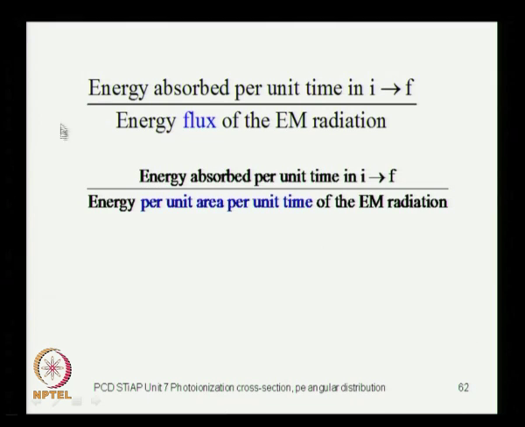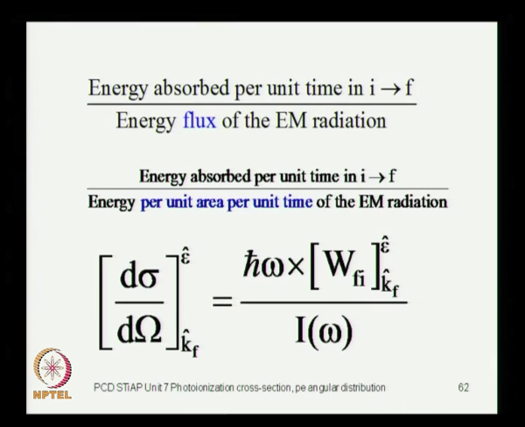So, we need to find what is the energy absorbed per unit time, and we have to get the energy flux, which is the energy per unit area per unit time of the electromagnetic radiation, right. So, this is what gives us the differential cross section. It is a differential cross section because it is with reference to photoelectron ejection in a particular angle.